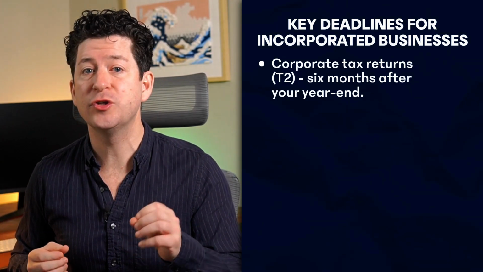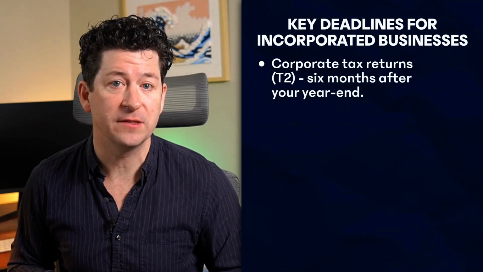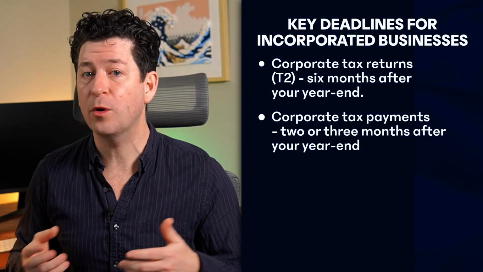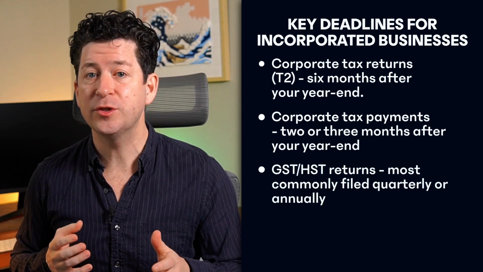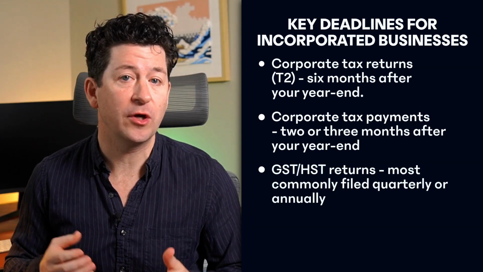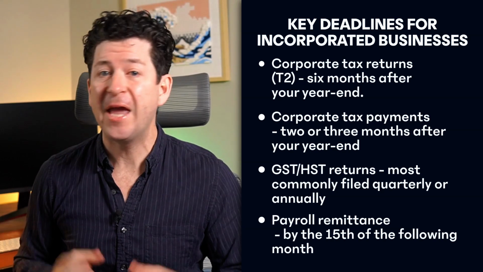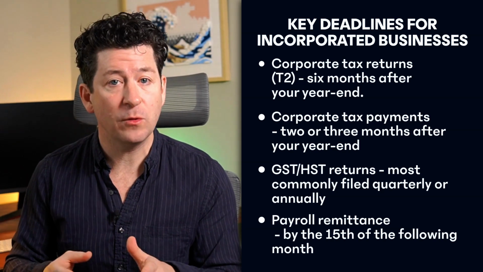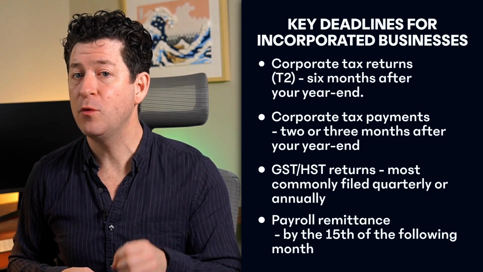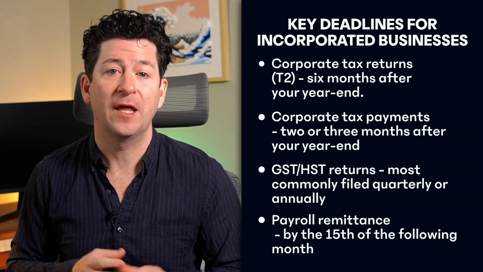Here are a few of the key ones for incorporated businesses. Corporate tax returns, T2s, are due 6 months after your year end. Corporate tax payments are due 2 or 3 months after your year end, depending on your situation. GST and HST returns are most commonly filed quarterly or annually, depending on your setup. Payroll remittances are usually due by the 15th of the following month, but if your payroll is large enough, the CRA may move you to a more frequent schedule, like twice per month.